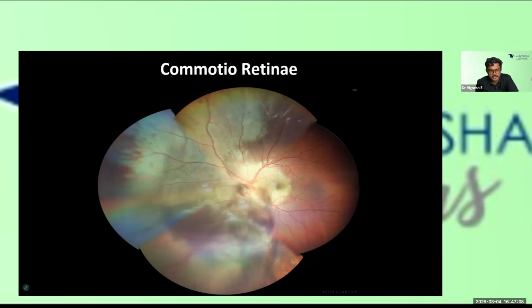So this image shows commotio retinae, where the patient has undergone some trauma to the eye. Post-trauma, you can see the degenerative changes to the retina involving the macula and the nasal retina.